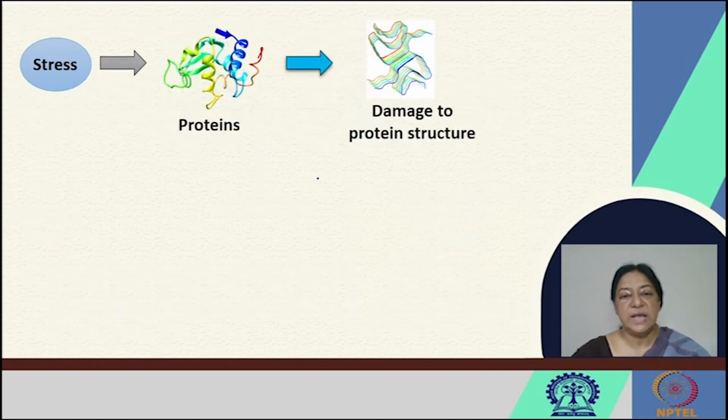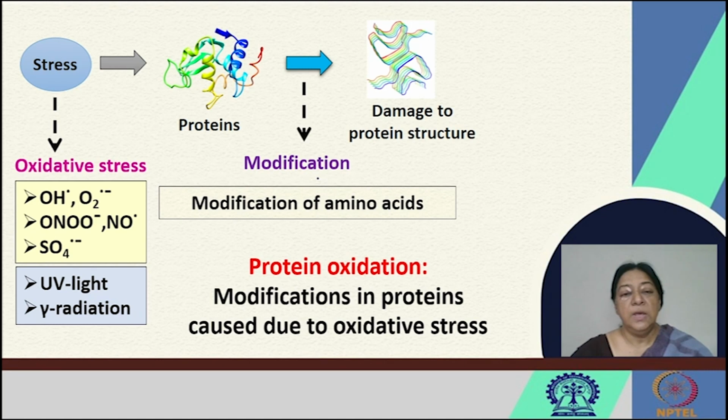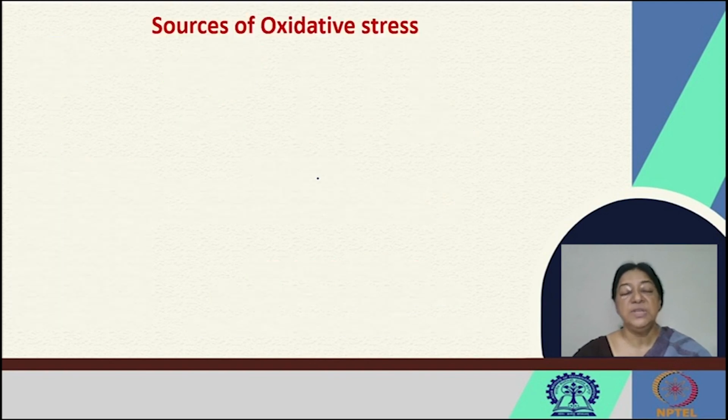If we look at the stress and the damage to the protein structure, the oxidative stress can be due to the presence of UV light, gamma radiation, and is usually caused by several radical formations, as has been shown here. The modifications that can occur due to the specific amino acid variations depend upon the type of amino acid and the type of protein and its structural components. So the modifications in proteins can occur at specific amino acids, which we will be looking at in a moment.